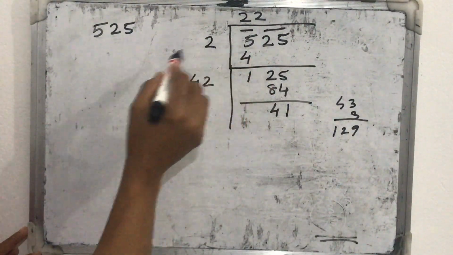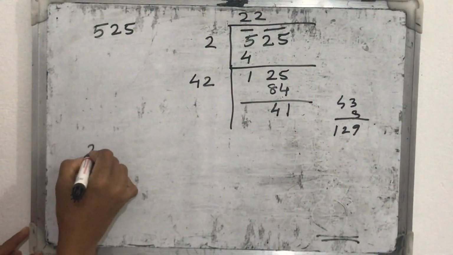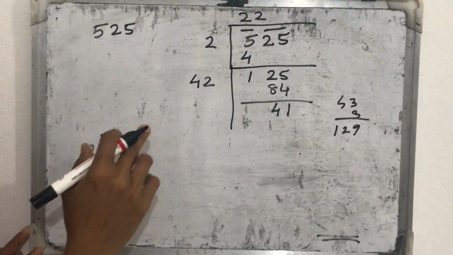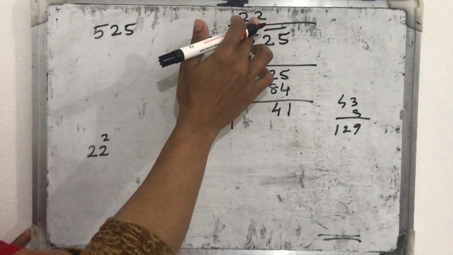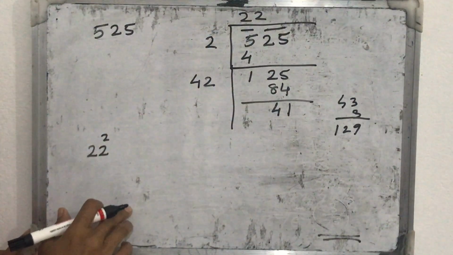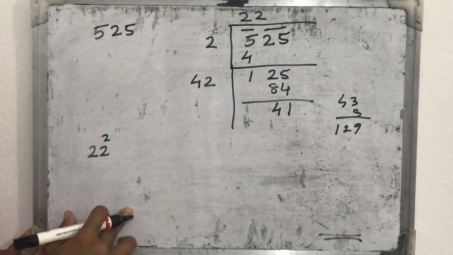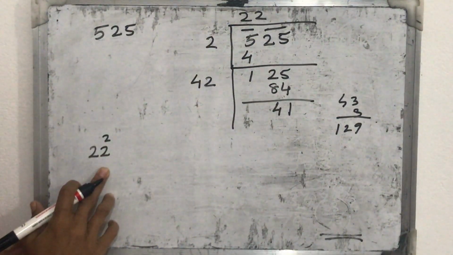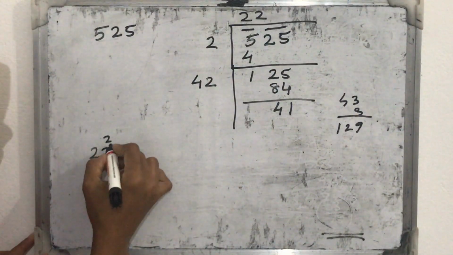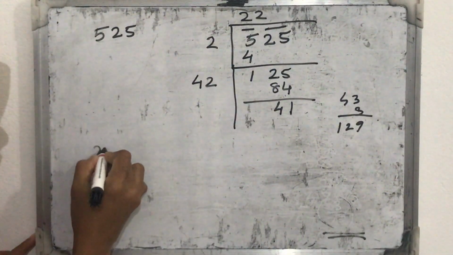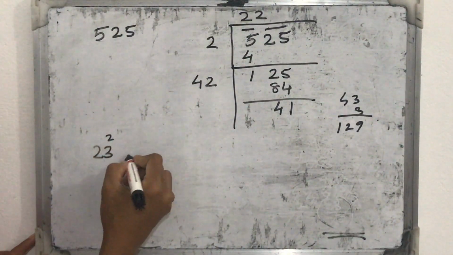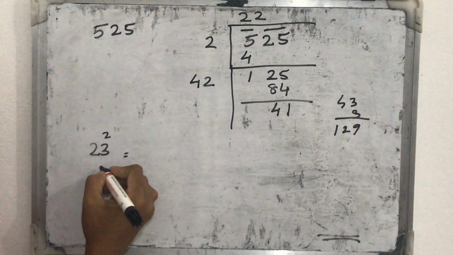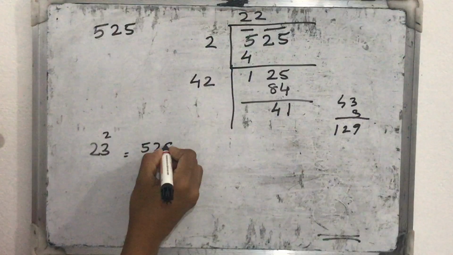So 22 square is less than this 525. The next number after 22 will be 23. So 23 square should be greater than this 525. Next we are finding 23 square. That we know, 23 square will be 529.